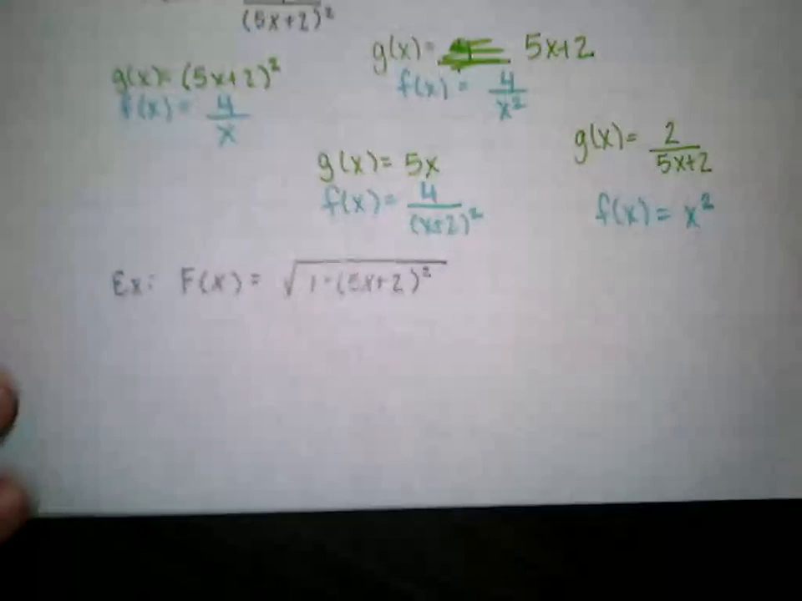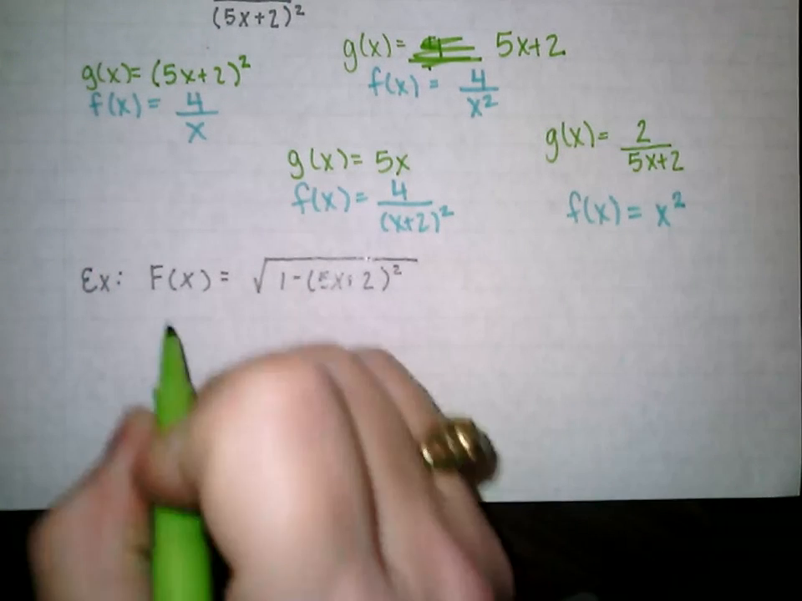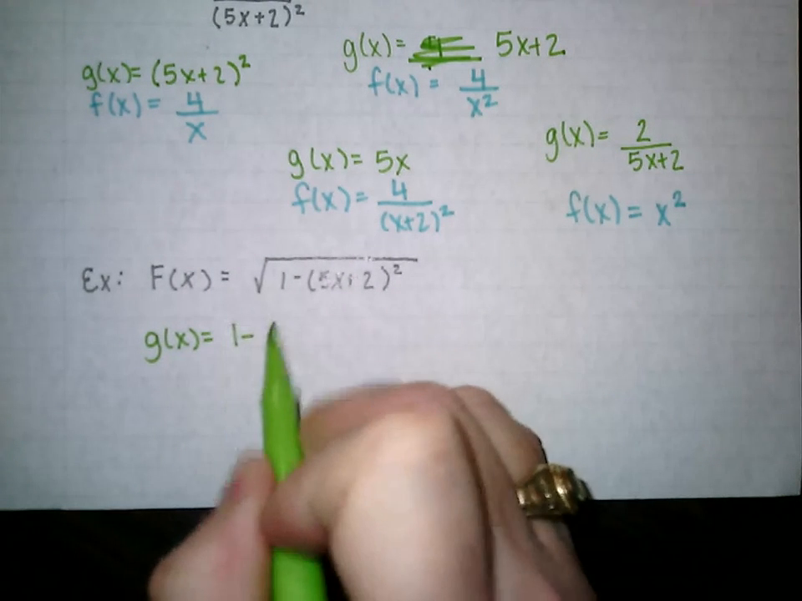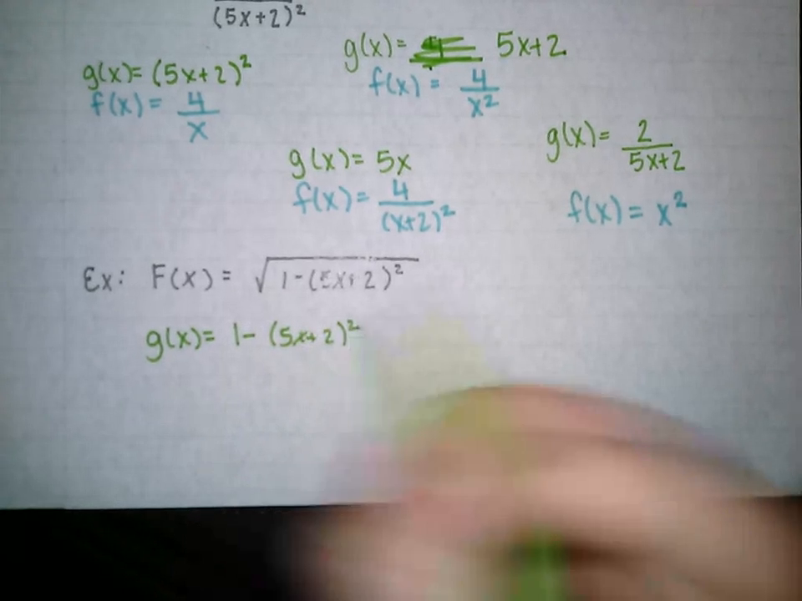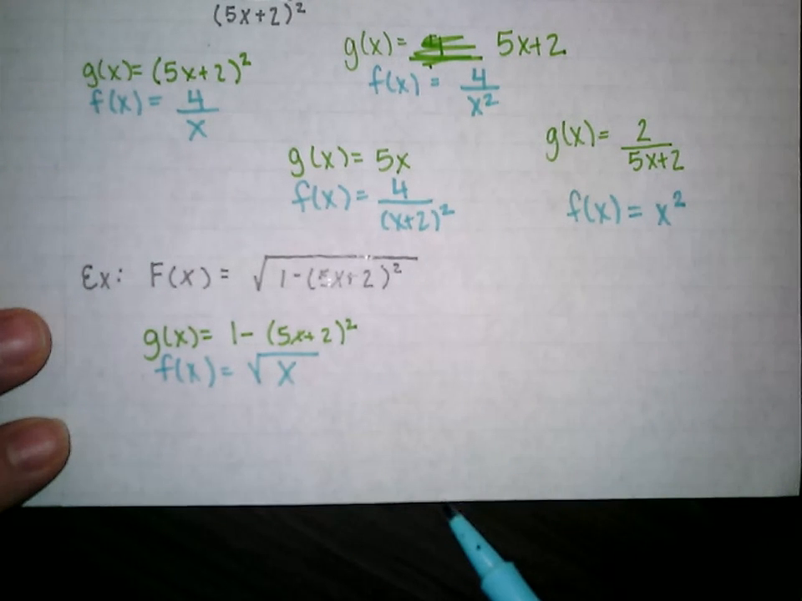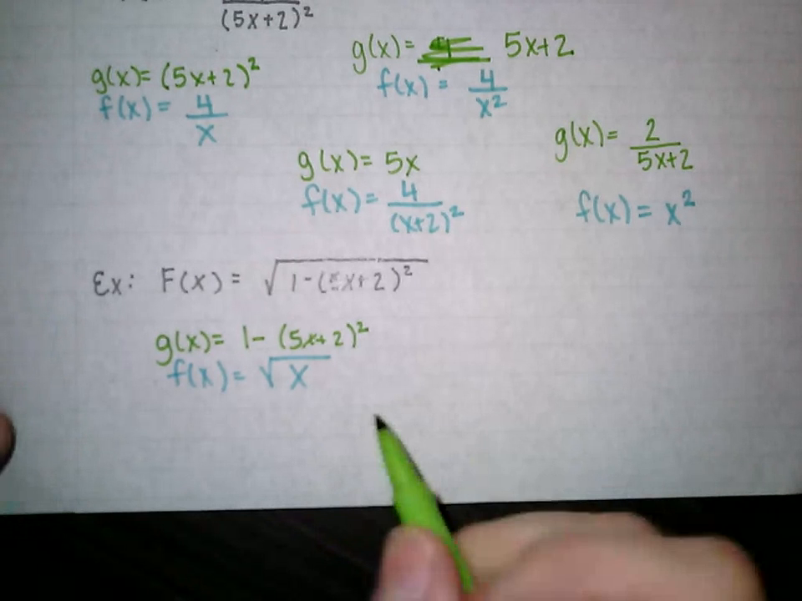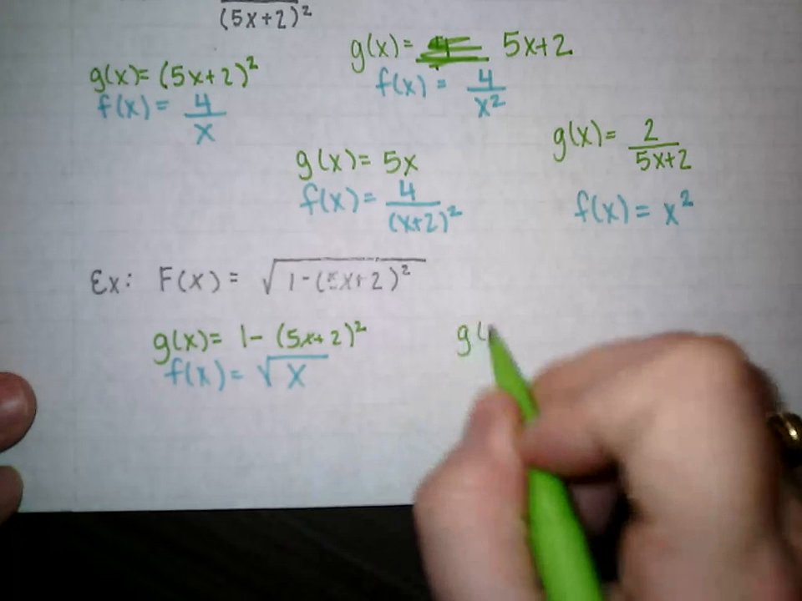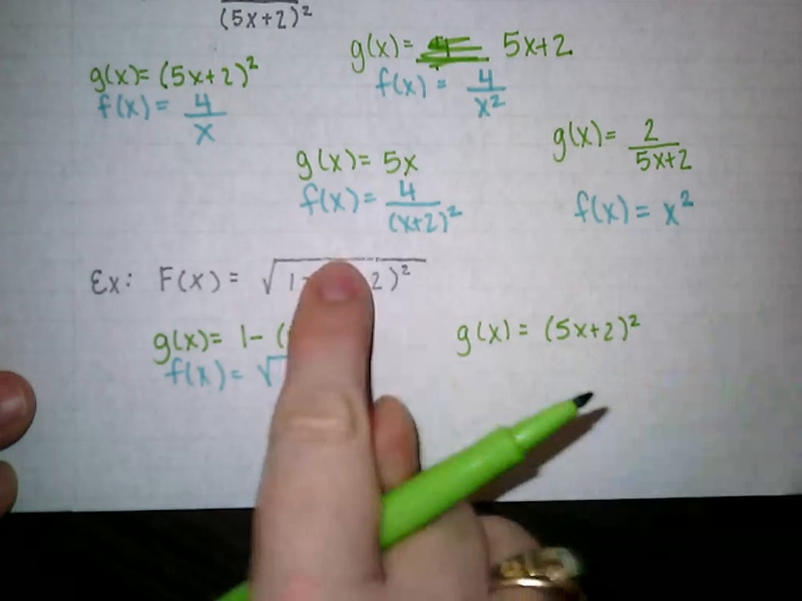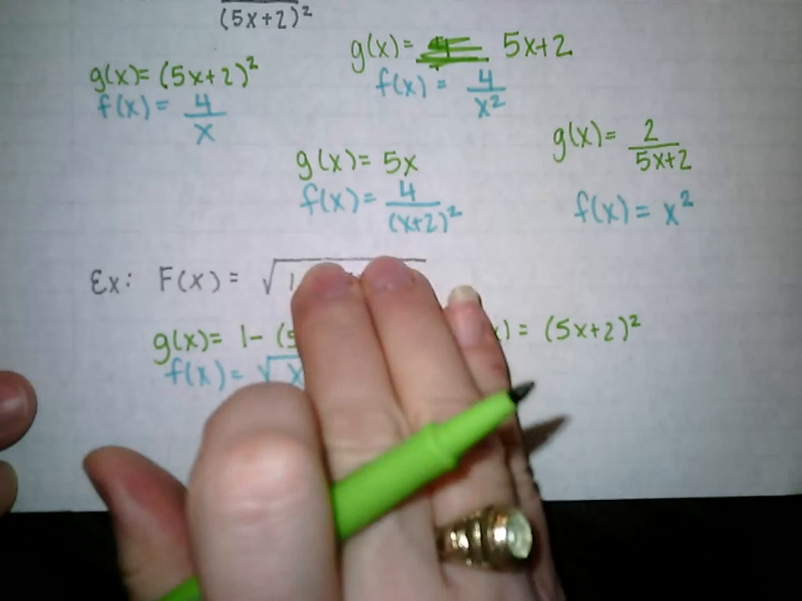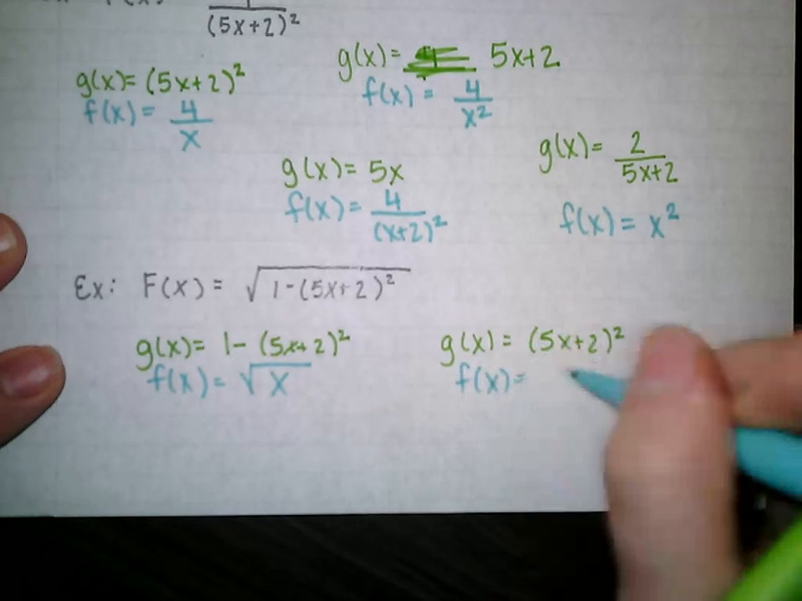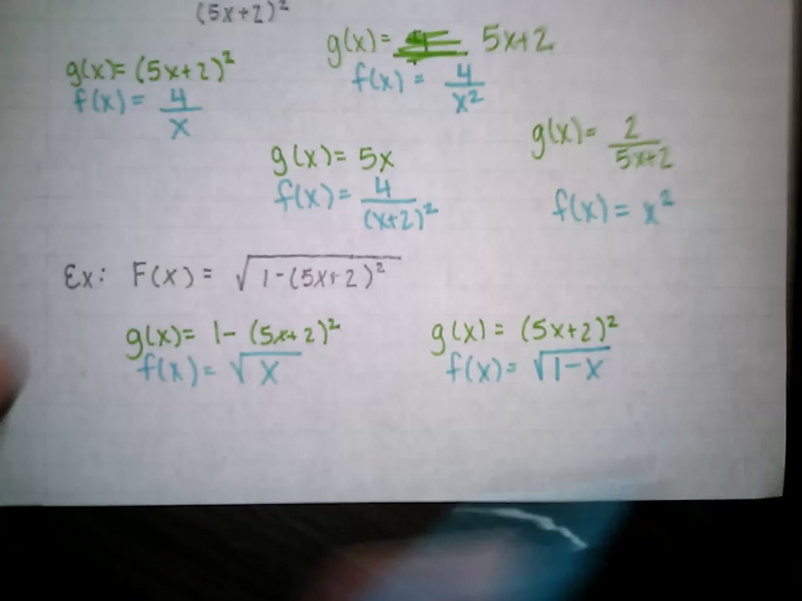Okay, next one, last one actually. If g of x, our input function, is the entire radicand, 1 minus 5x plus 2 squared, then f of x would have to be just square root of x. Or I could make my input function 5x plus 2 squared. Then I'm replacing this whole chunk right here with the letter x, so it would be 1 minus x inside the radical. So f of x would be square root of 1 minus x.